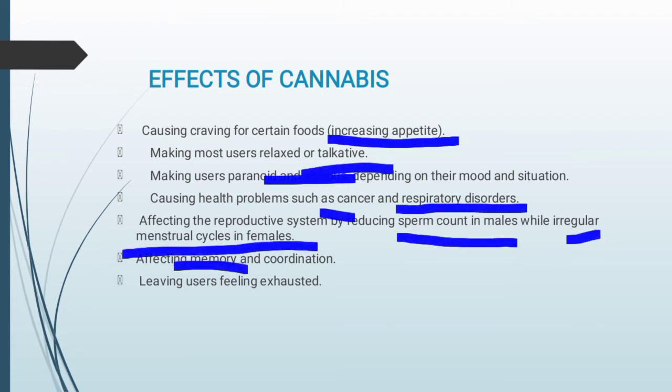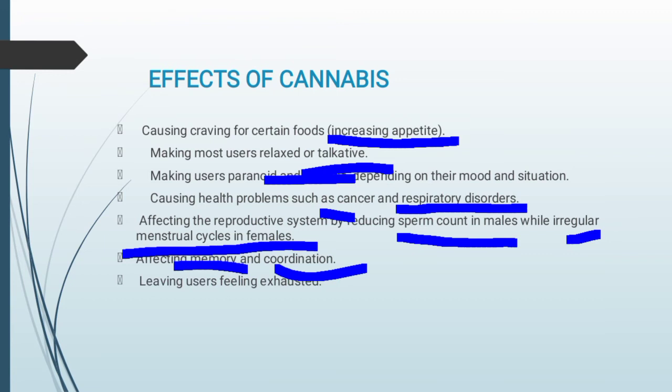Affecting memory and coordination. Memory, you will not remember what you did. Coordination, you don't know where you are standing, because of the brain, not the medulla but the cerebellum. The cerebellum is the one that works with coordination, that makes you know your position. So this will affect your brain, and you become unaware of where you are standing.